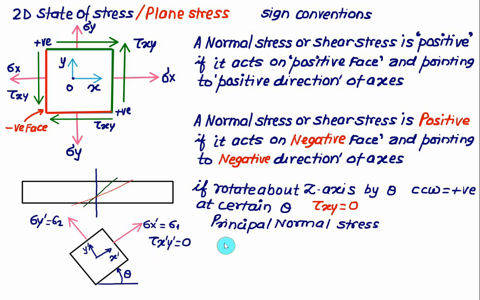And this value of principal stress we can calculate as sigma 1, sigma 2 is equal to sigma x plus sigma y divided by 2.